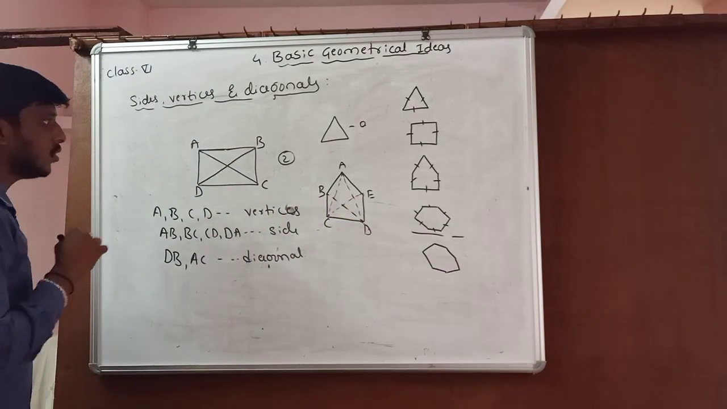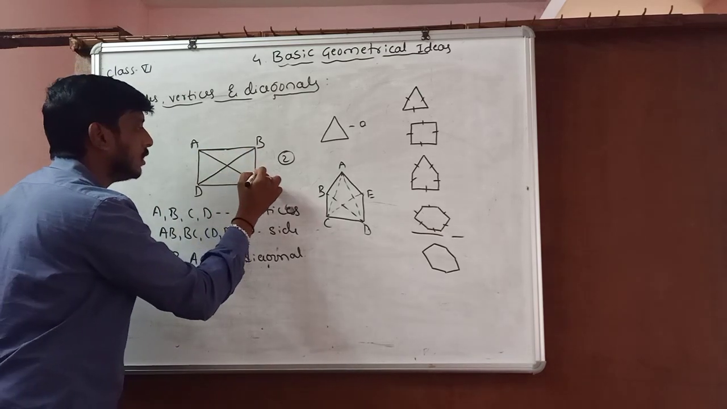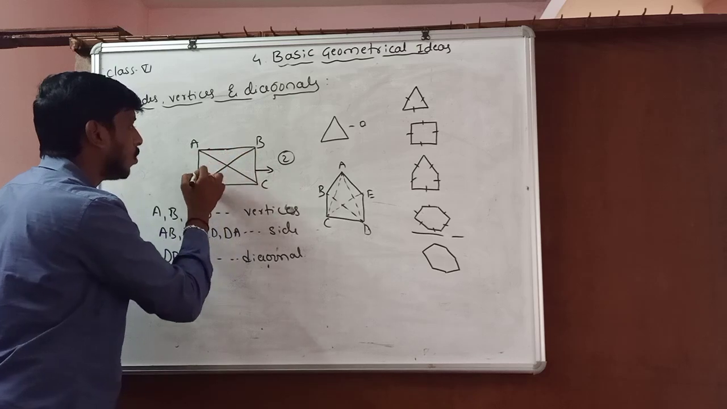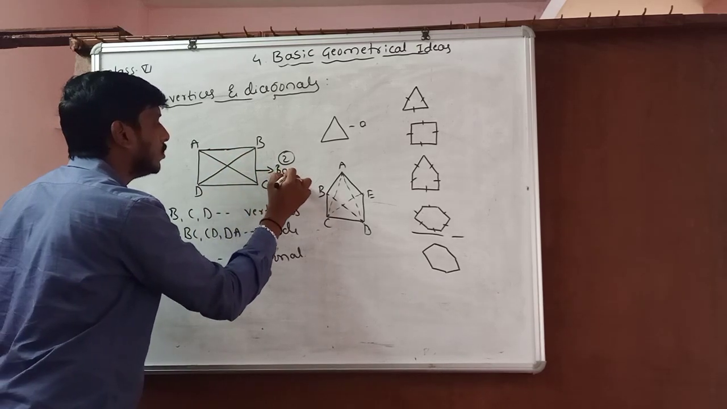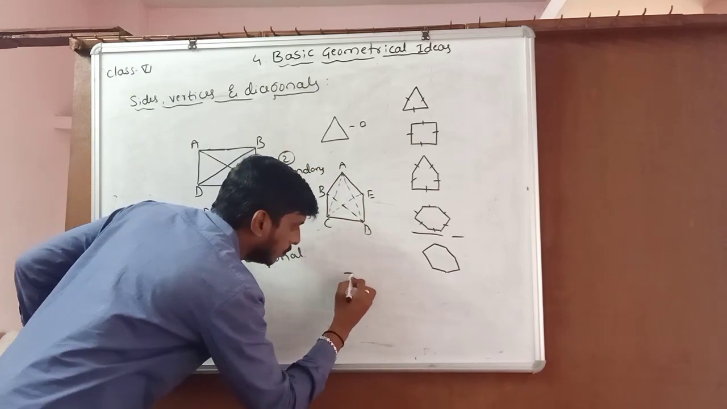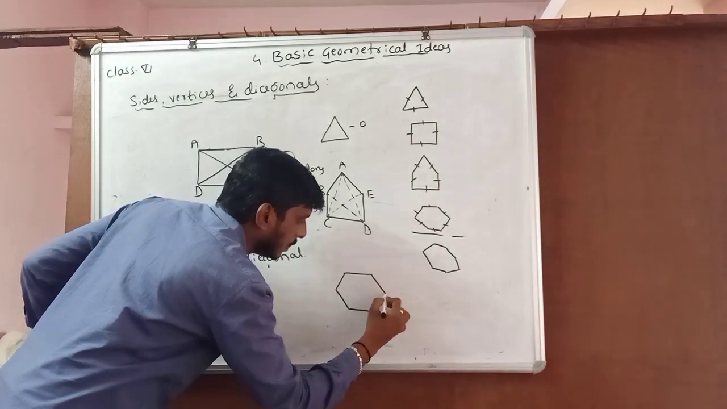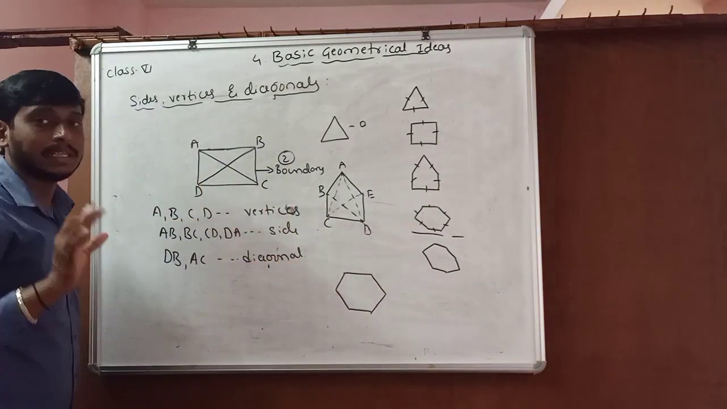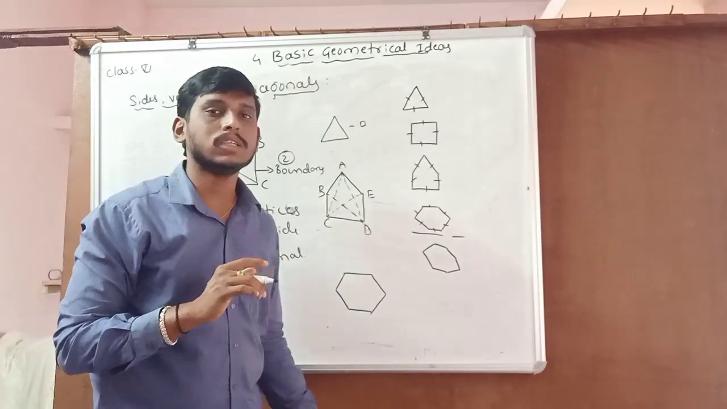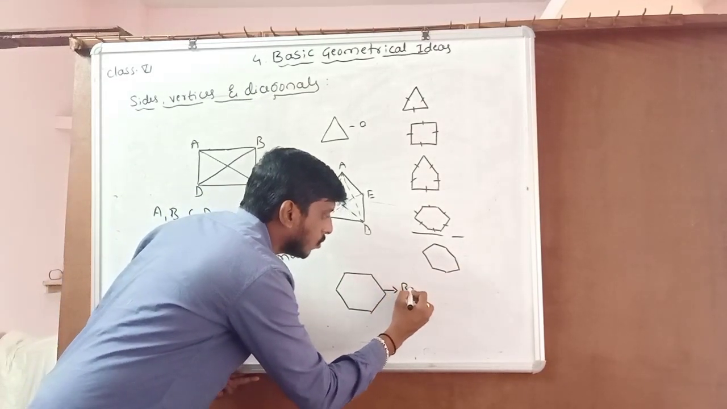Okay. So next one more concept here. This ABCD, these lines are called the boundary. This is called what? Boundary. Otherwise I will draw one more diagram here. Observe, because it is also very helpful. How many line segments does it have? 6 line segments. If it has 6 line segments, it is called a hexagon. This is called the boundary of the hexagon.